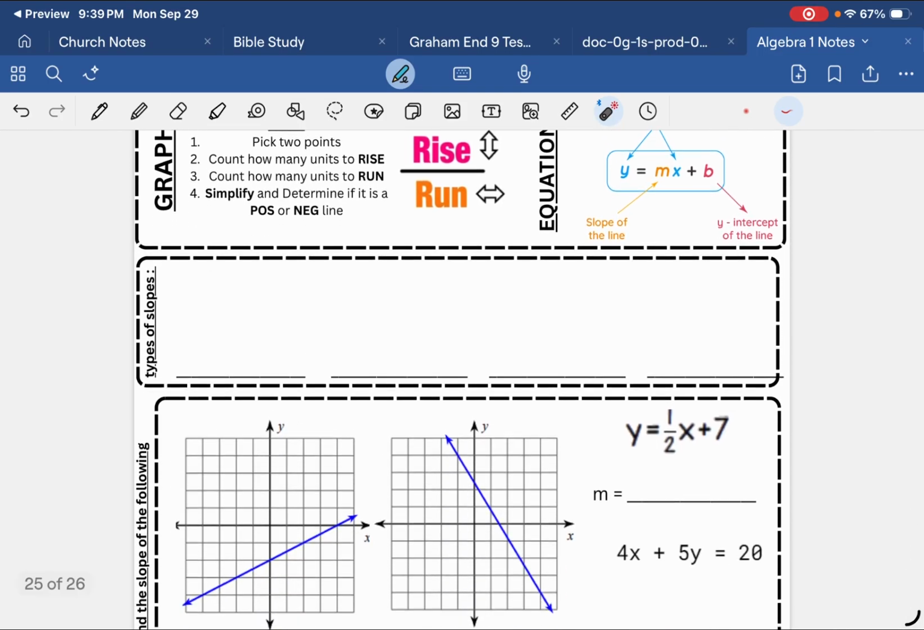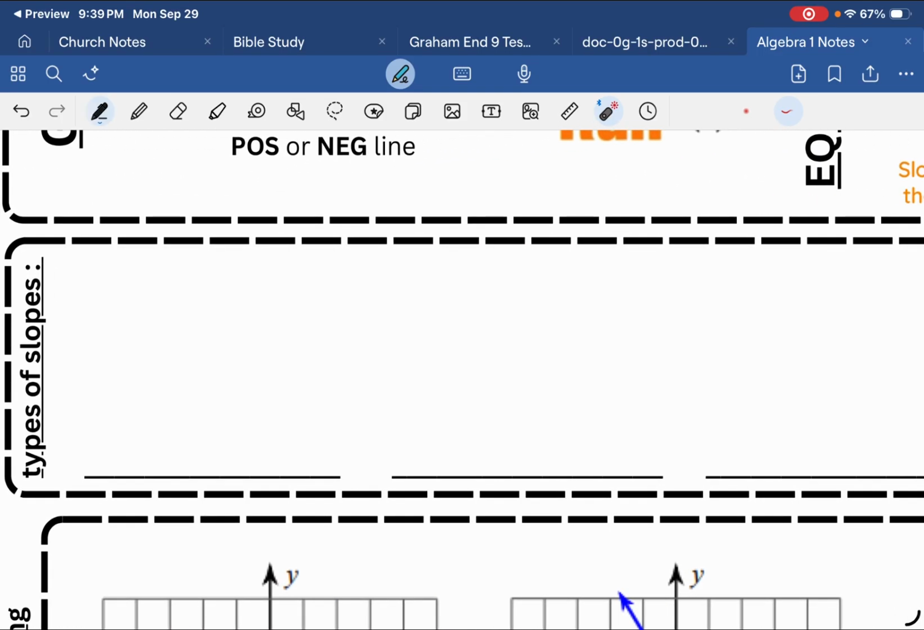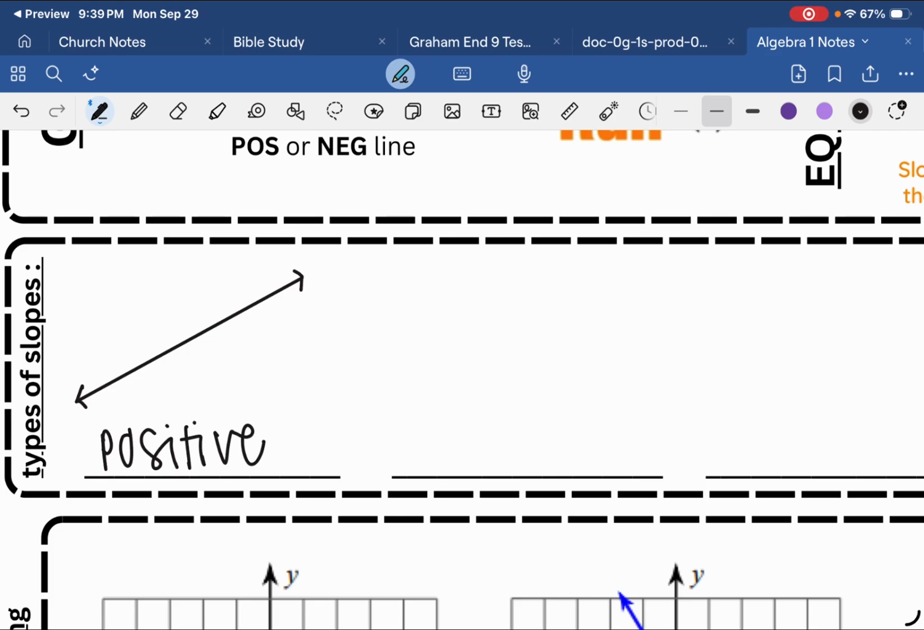Okay, so let's talk about the types of slope. One of the slopes is a positive slope. If you were ever curious whether it is positive, look at the right arrow. The right arrow will tell you because it's pointing up. So the next kind of slope is obviously negative.